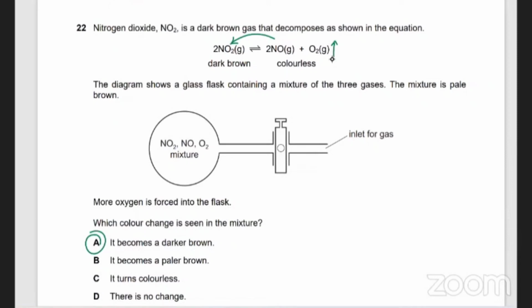You try to increase the amount of oxygen, it will try to decrease the amount of oxygen. It will try to convert that oxygen into NO2. Hence, you're going to get more dark brown gas. That's the answer for this.